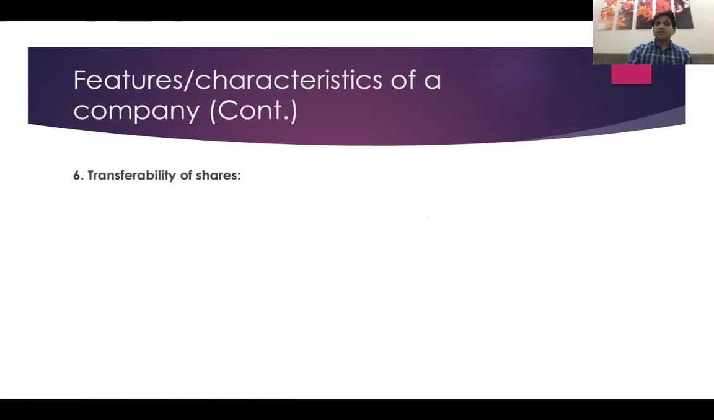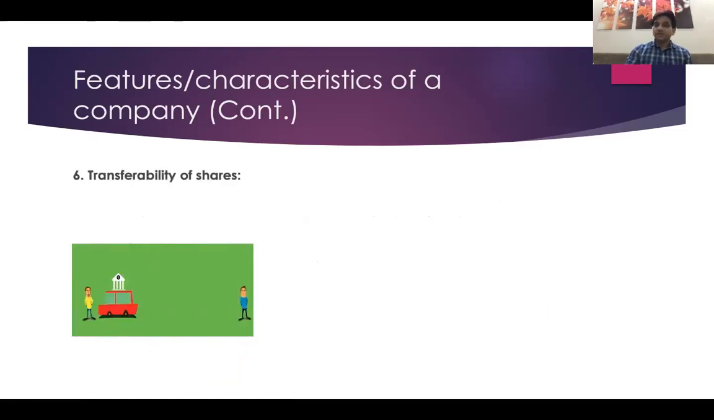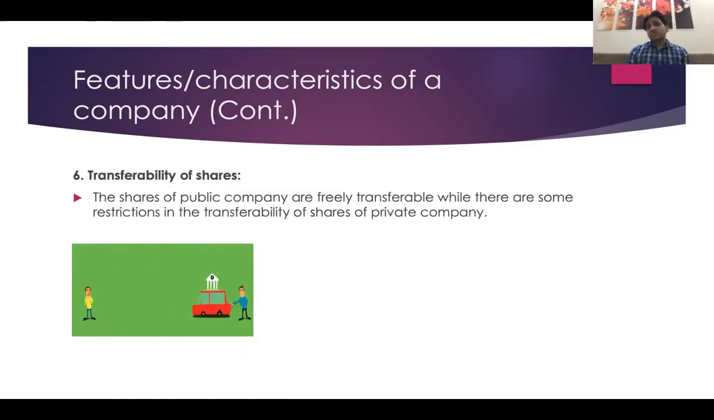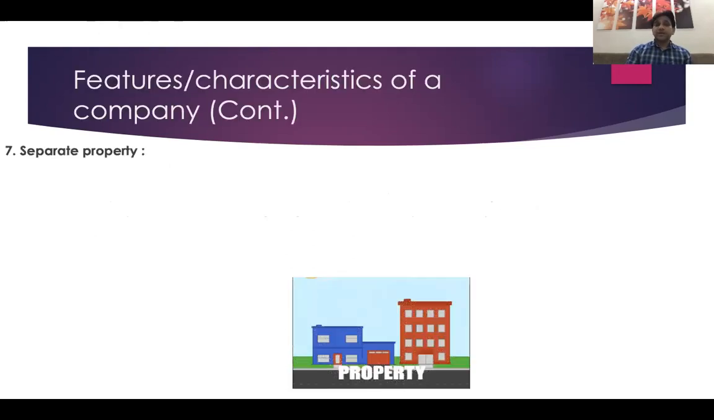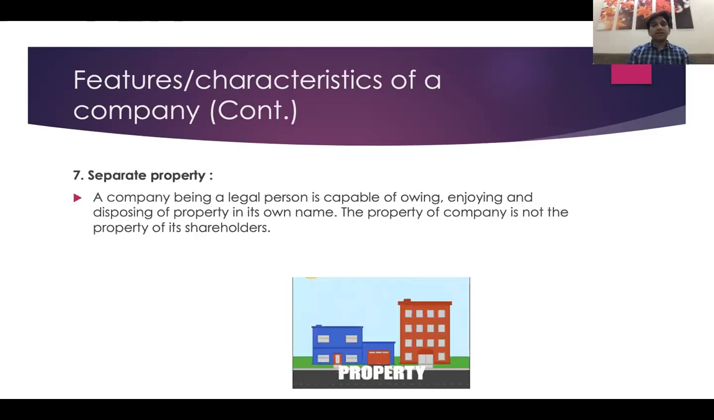The next feature was transferability of shares. So the shares of a public company are freely transferable, while there are restrictions on the transferability of shares in case of a private company. So a private company cannot easily transfer its shares, but a public company can easily transfer its shares. And the next feature is separate property.